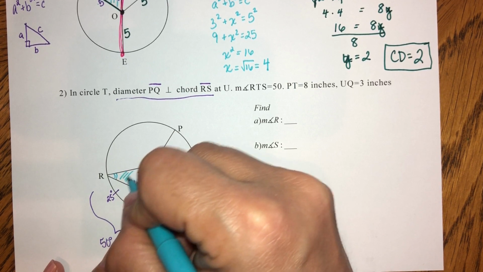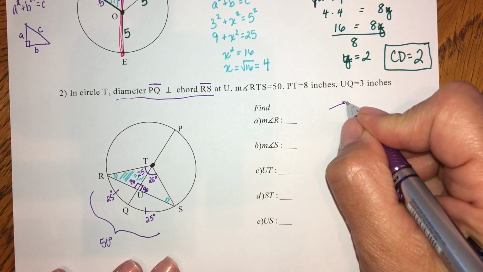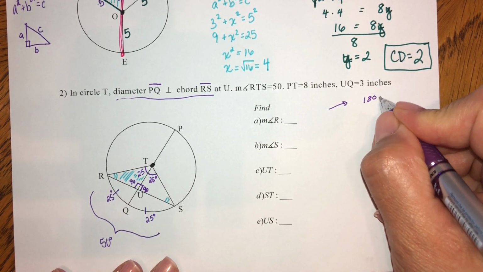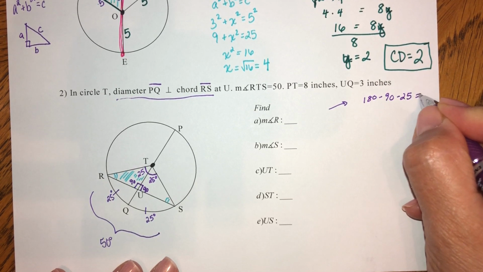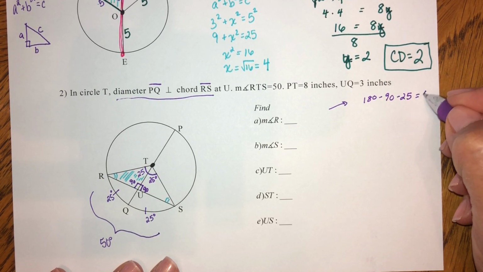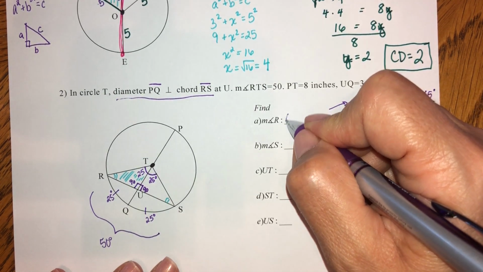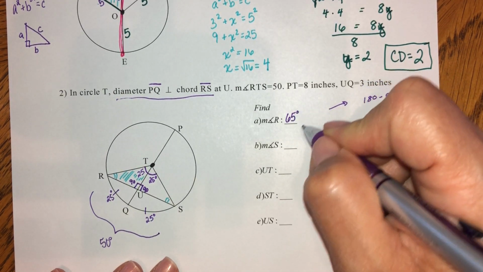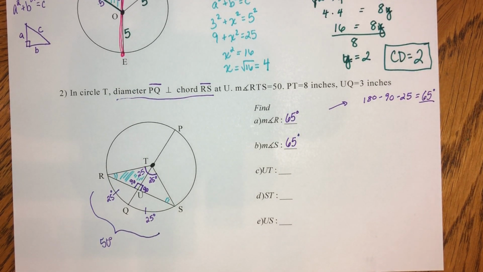If I focus on one of these baby triangles in here, then I can just go to the fact that the whole triangle is 180. I can subtract the 90 and I can subtract the 25. And if I do that, then this must be a 65-degree angle. So angle R is 65 degrees and angle S is also 65 degrees.